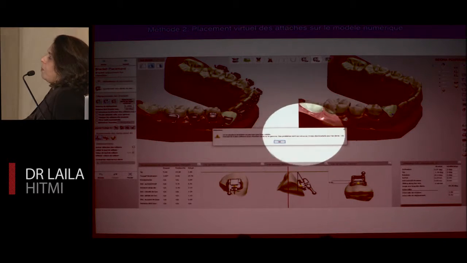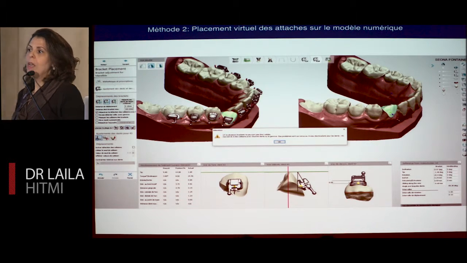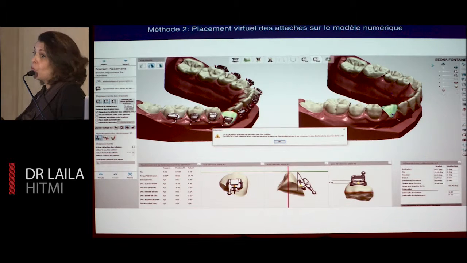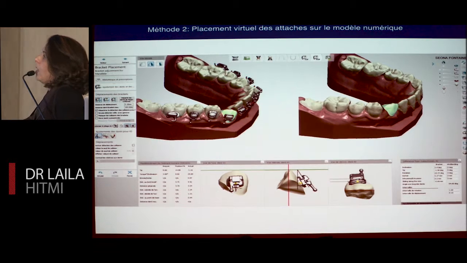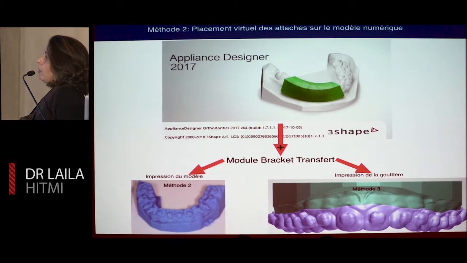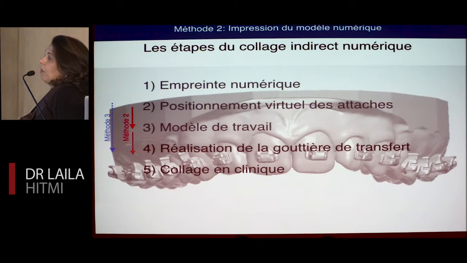And if you've forgotten a small interference, the system is going to remind you of that, whether it's with the gingiva or the tooth next door or the bracket next door, it's going to tell you. You may remove the bracket and place it later on because there's a lot of rotation on the tooth. And then either you do an impression of the model or the positioner.